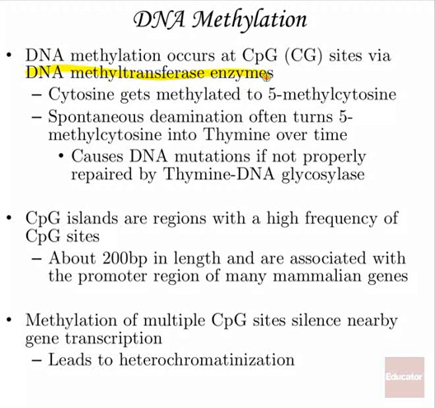However, one drawback to this is that actually spontaneous deamination can turn this 5-methylcytosine into a thymine, right? Over time. Remember, this cytosine, even as a 5-methylcytosine, will base pair with a guanine. Well, if it gets deaminated, it now becomes a thymine, okay? And on the other strand that wasn't touched, it's a guanine, okay?